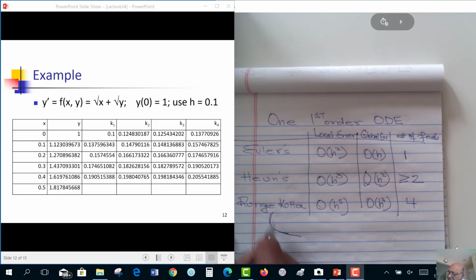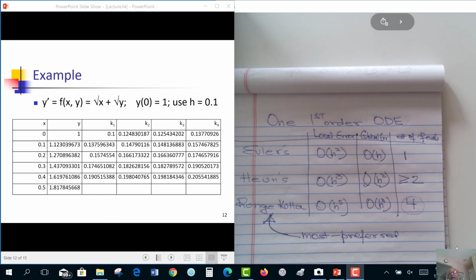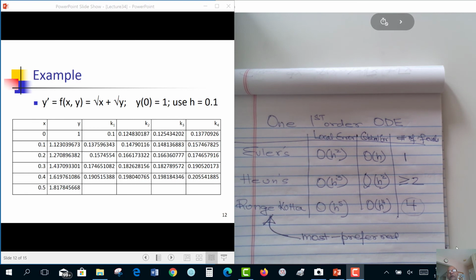And it turns out this is the most preferred method. However, remember this can be a huge tax often. So we have to compromise. Okay, so let's stop here.